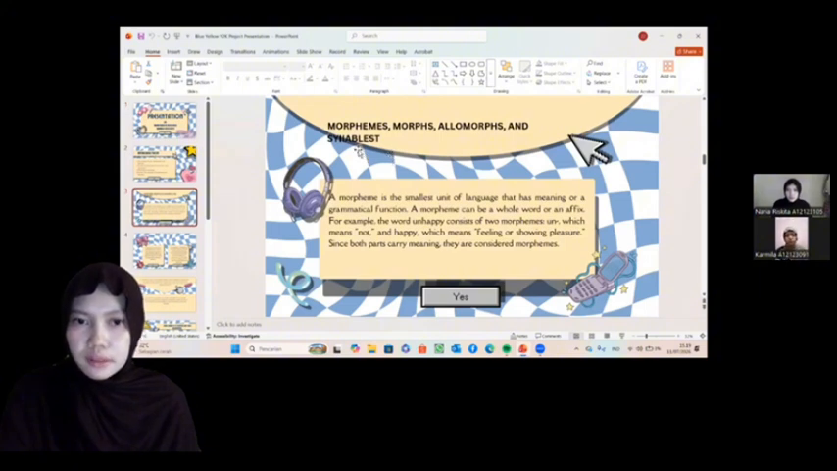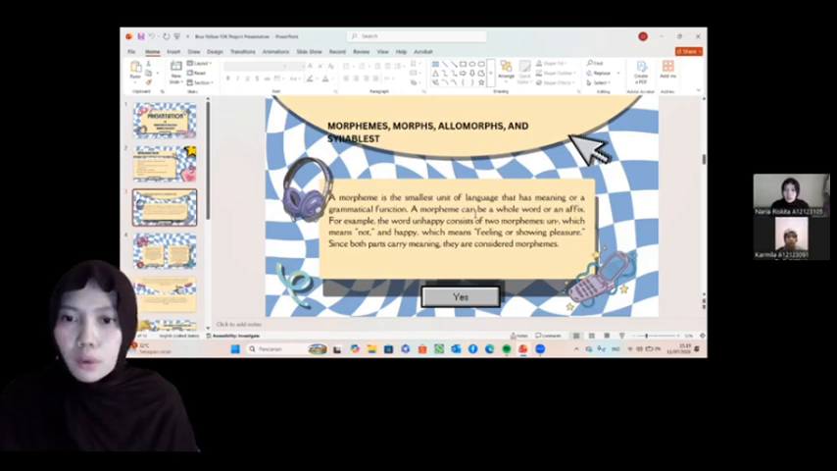The first material is morphemes. A morpheme is the smallest unit of language that has meaning or a grammatical function. A morpheme can be a whole word or an affix. For example, the word unhappy consists of 2 morphemes, un, which means not, and happy, which means feeling or showing pleasure. Since both parts carry meaning, they are considered morphemes.